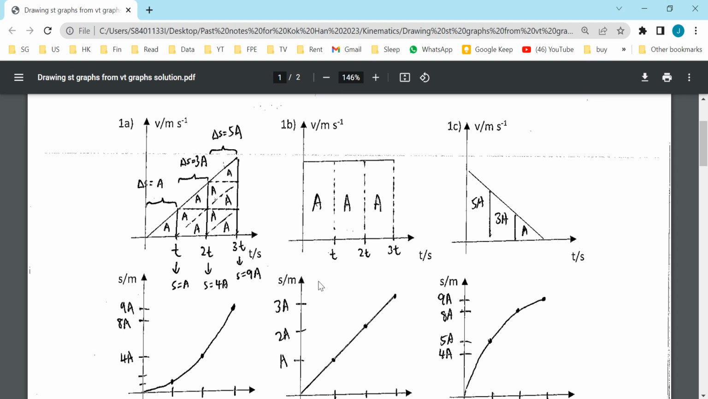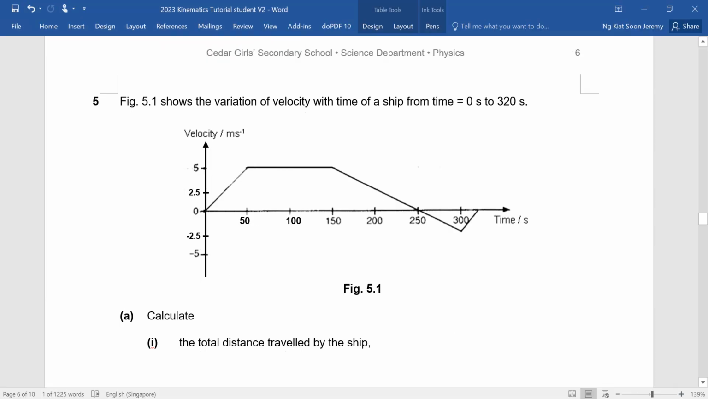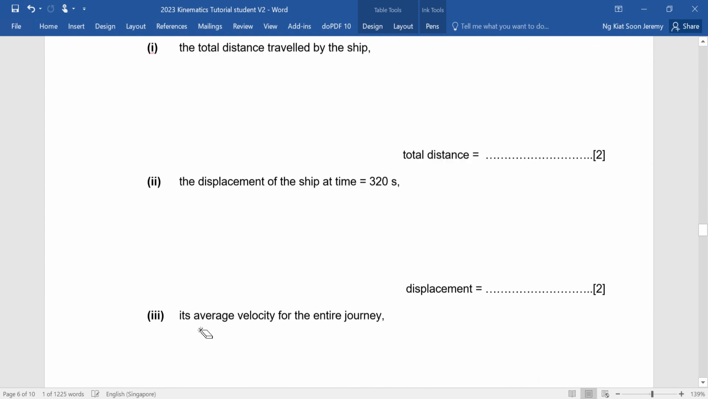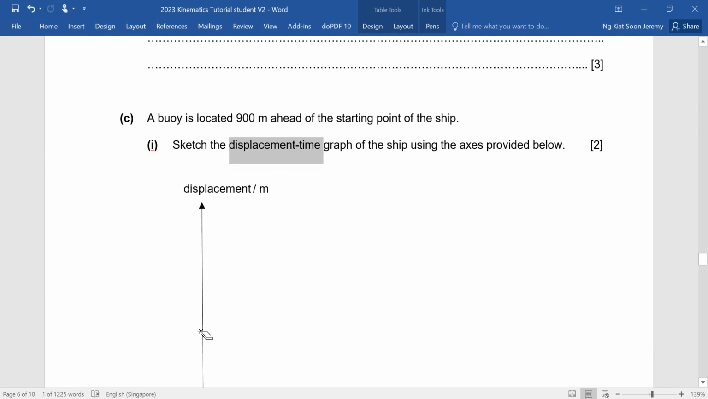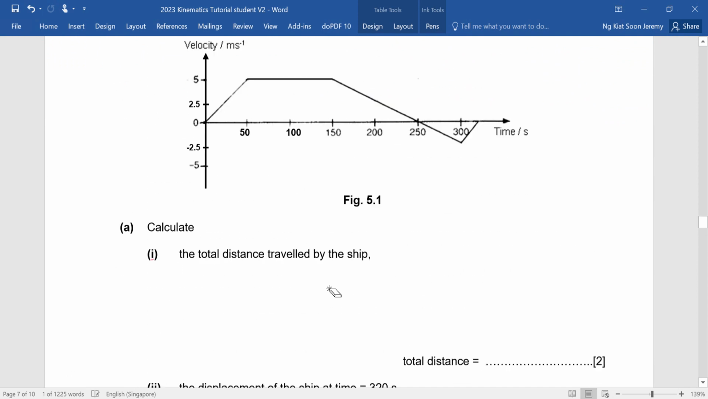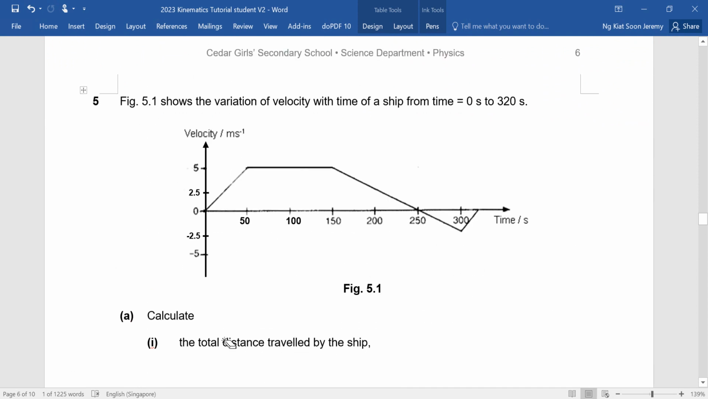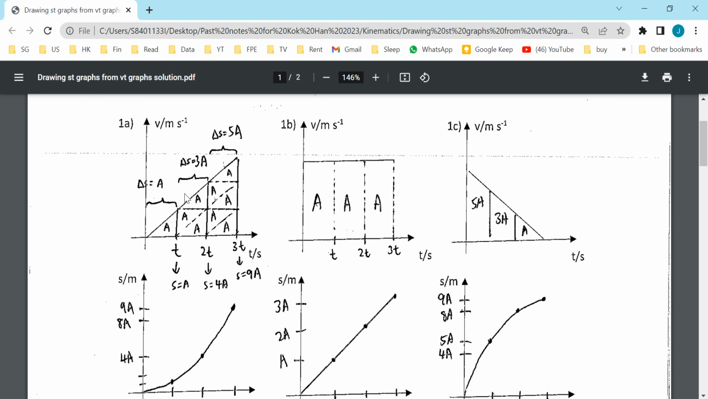Okay, here I'm going to show you how to do question 5 for this displacement time graph. Alright, how to draw a displacement time graph from a velocity time graph. Okay, from this velocity time graph. Alright, so I'm going to show you here. I broke down the graphs.